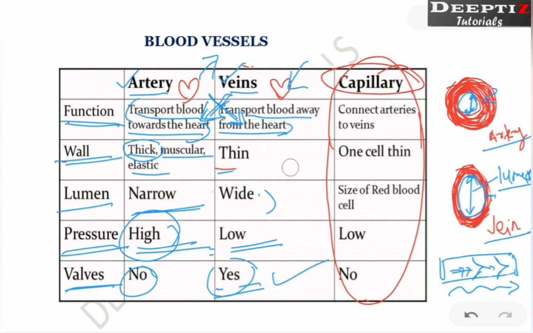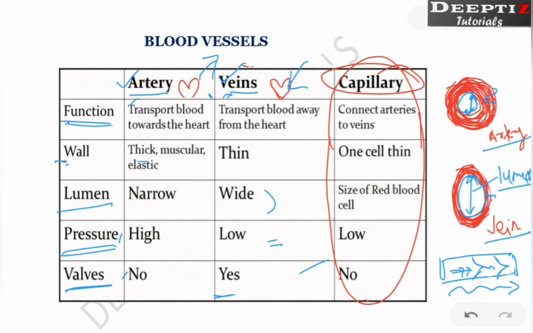So let's quickly see what are these points. Remember the first point, that is function. What is the function of artery? Artery's function is to transport blood away from the heart. That's why in this diagram there is a heart and the arrow is going somewhere else. So it is going away from the heart. What about veins? Veins carry blood towards the heart. So you can see there is a heart sign and the arrow is coming. Arrow means the blood is actually coming towards the heart.